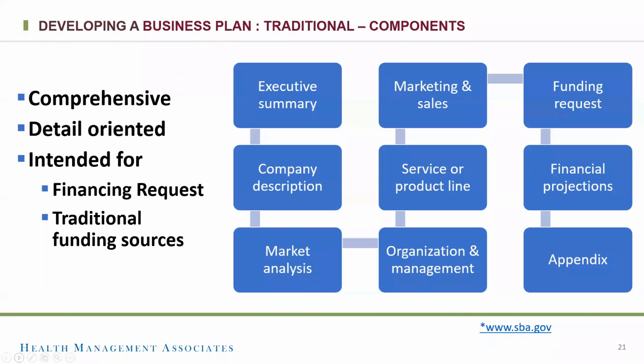I'm showing here the sections that compose a traditional business plan. The order and areas of emphasis may vary depending on who your target audience is, but ideally, these are the areas expected in a traditional business plan. So you have the executive summary, the company identity, market analysis, marketing and sales, service or product line, organization and management, the funding request, and financial projections. The appendix is the last section, which allows you to include any attachments or supporting documents.